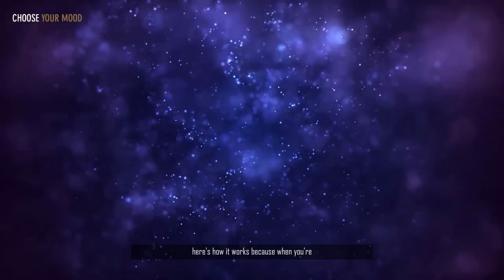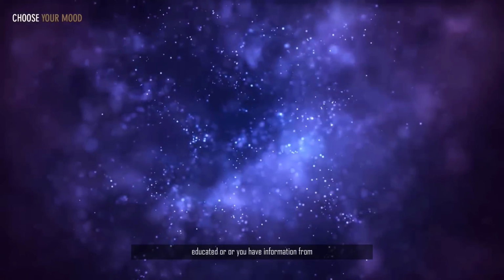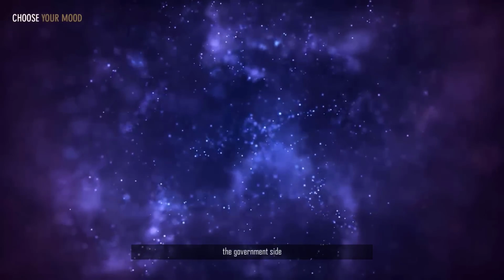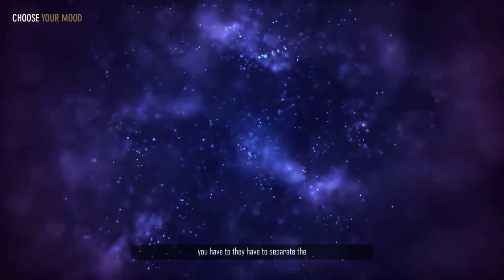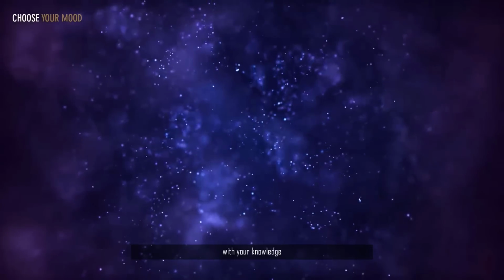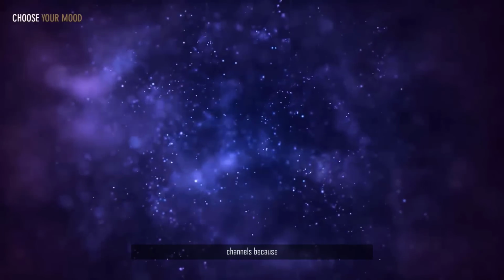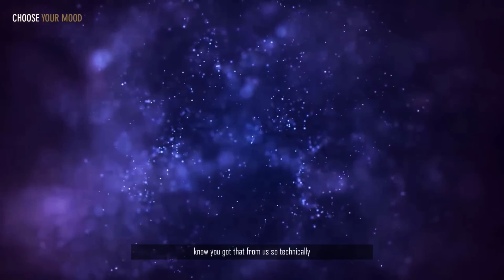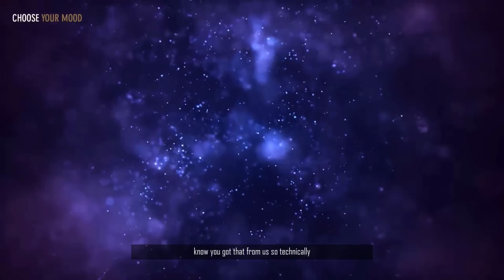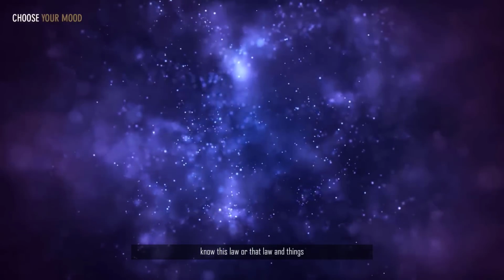Listen, unfortunately, here's how it works. When you're educated or you have information from the government side, they have to separate the two. You can't build something with your knowledge and it not be clear through certain channels, because they could easily say, well, you got that from us, so technically that's not yours, and you just broke this law or that law and things like that.